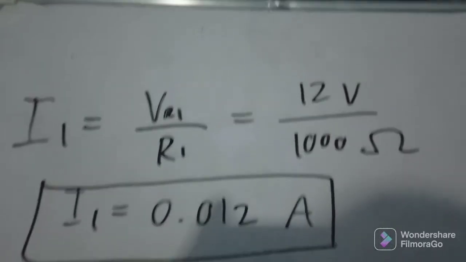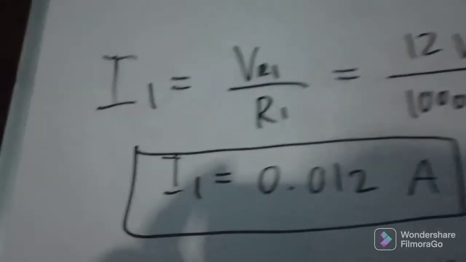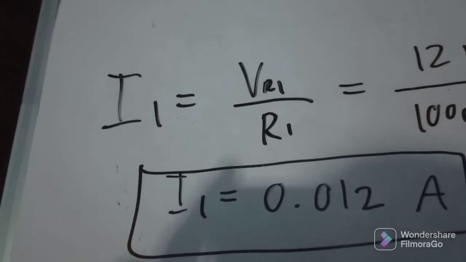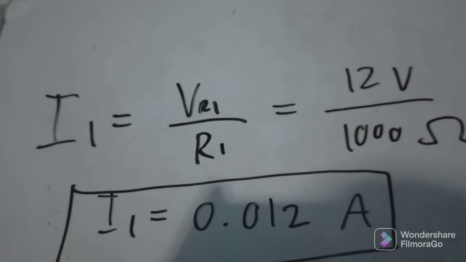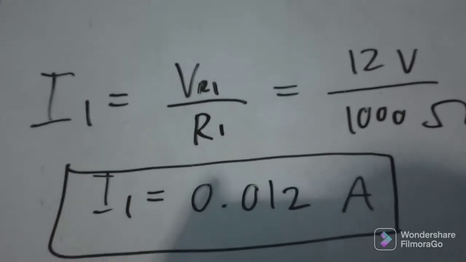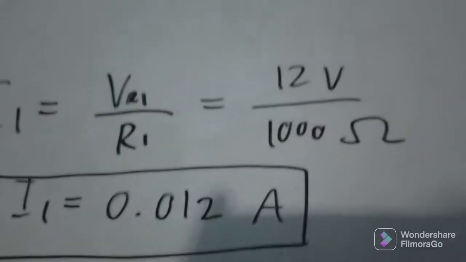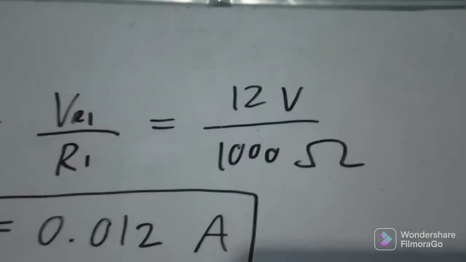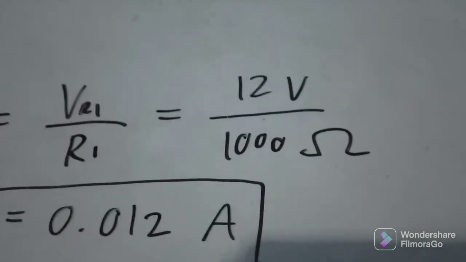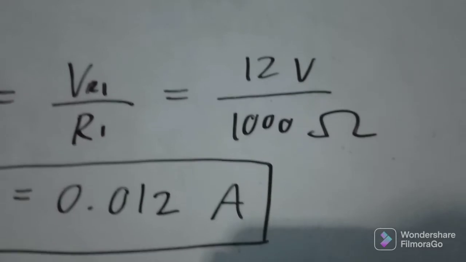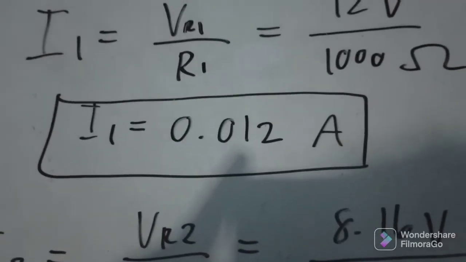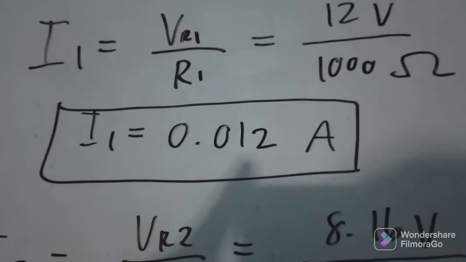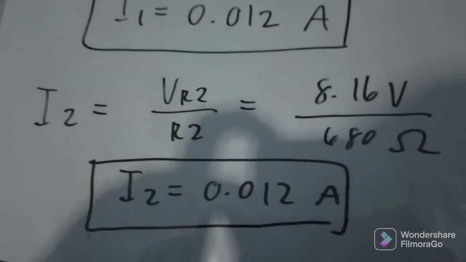So now we are going to solve for the current. We are going to use the current formula, which is current equals volts of the specific resistor over the resistance of the resistor. So from our measured values, we obtain 12 volts. So we just divide it by the resistance, which is 1000 ohms. The value we obtained is 0.012 amperes.